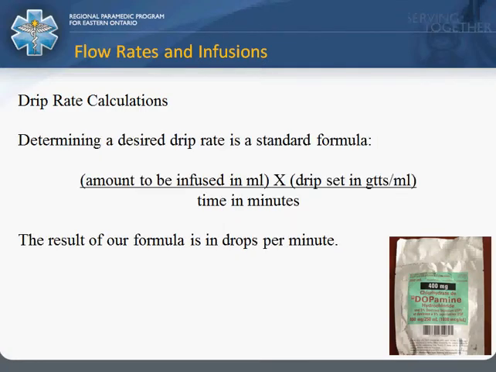Determining a desired drip rate is a standard formula, and you already learned this at ACP school. I know you did. The formula is amount to be infused in milliliters times the drip rate, or the drip set in drops per milliliter, divided by the time in minutes. And the result of our formula is going to be drops per minute.